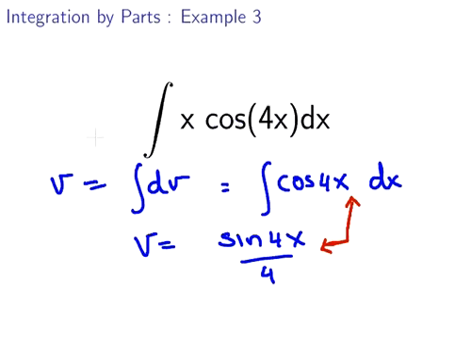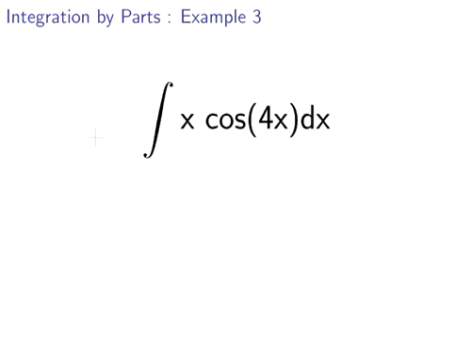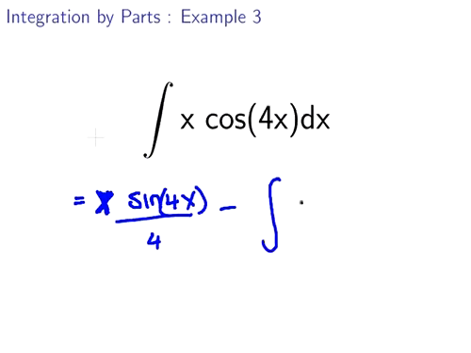And let's put this all together now. So we have u, which is x, and we have v, which is sine of 4x over 4. Now, the integral of v, which is sine of 4x over 4, by du, which from earlier on we found to be dx. What we have to do is identify what this is here.